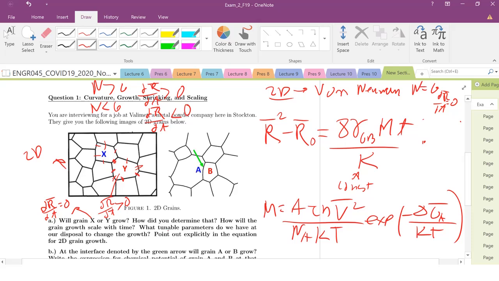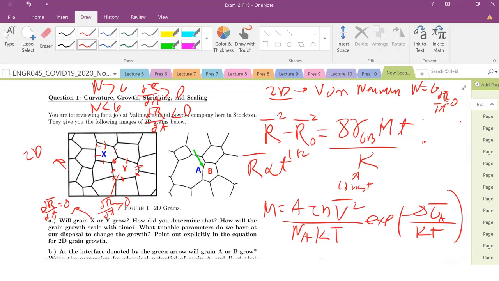How will the grain growth scale with time? We actually already have this expression right here. So we know that R bar from this expression is going to scale as t to the 1/2 for 2D grain growth. So we've got the scaling, so that's done.